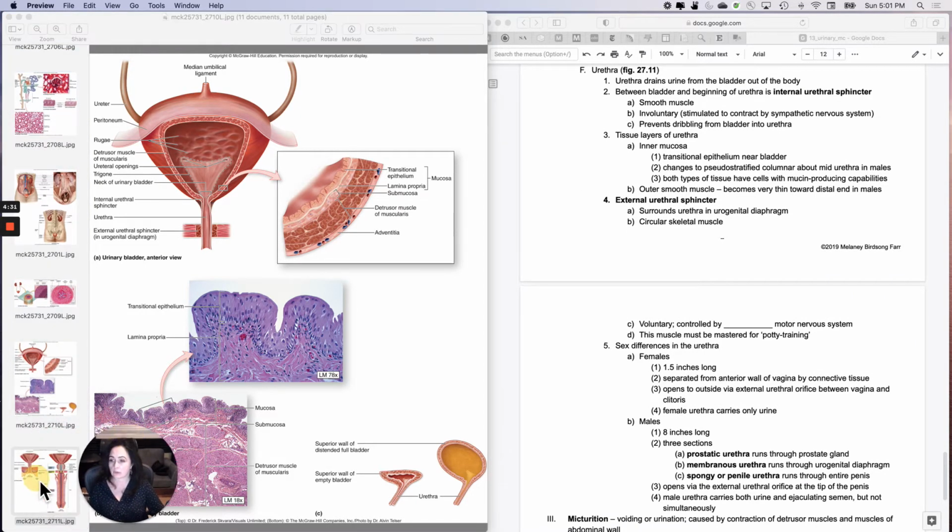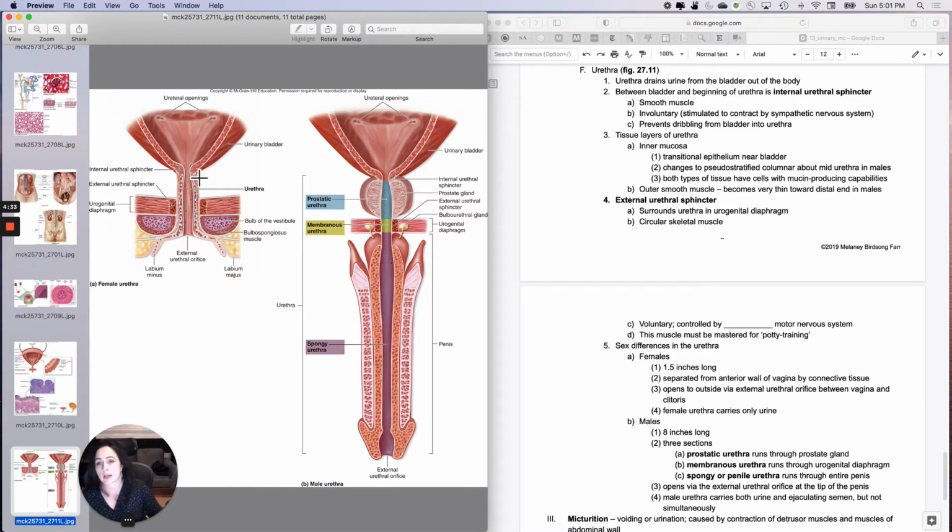And the urethra differs in males and females because, of course, in females, the external urethral orifice is relatively close to the urinary bladder, and in males, the external urethral orifice is at the tip of the penis. So the urinary function of the urethra is to drain urine from the bladder to the outside of the body.